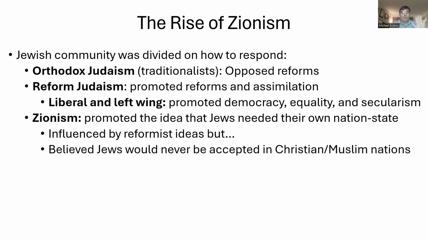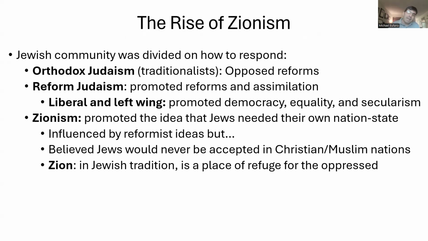But they believed Jews would never be accepted in Christian or Muslim nations. It was no use trying to assimilate because they would just be rejected, right? And they point to the long history of pogroms and systematic discrimination against Jews in both the Middle East and in Europe as a reason for this. And so this was an intense debate within the Jewish community, as well as between Jews and other ethnic groups in Europe, right, about what to do about the future here.